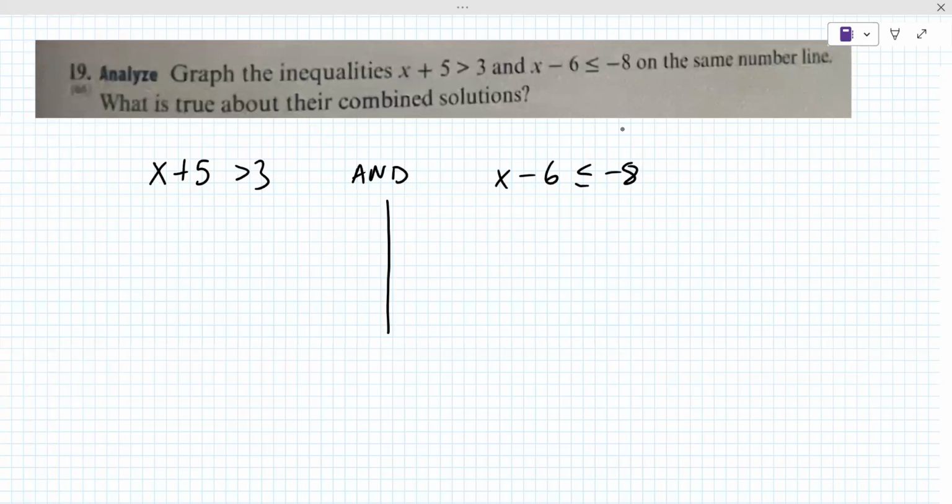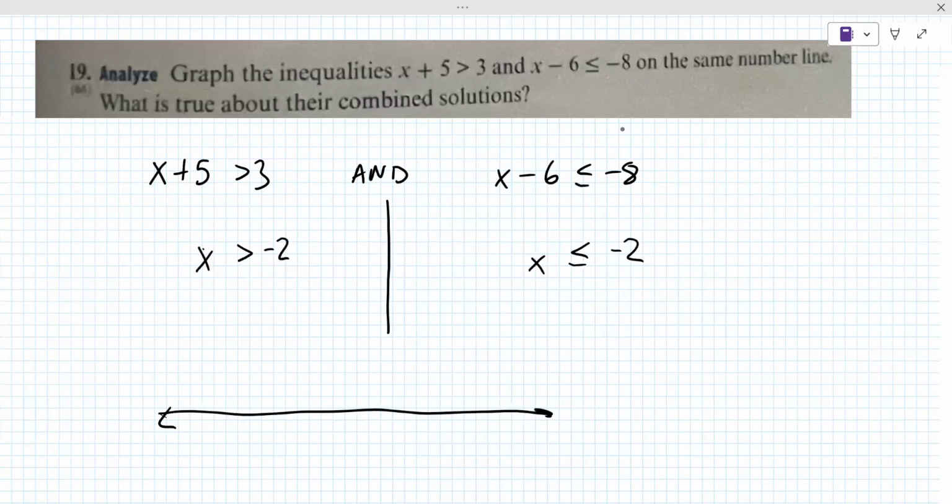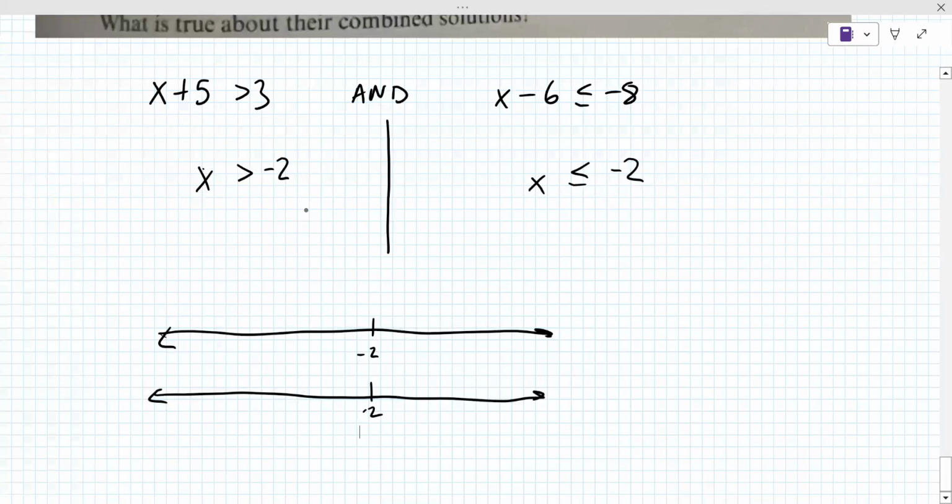So the first one is X is greater than -2. Good. And the second one is X is less than or equal to -2. Now, of course, Saxon does it weird. Notice they're at the same place, -2 and -2. So for the first one, there's an open circle at -2, and it's everything to the right. For the one on the right, it's a closed circle at -2 and everything to the left.